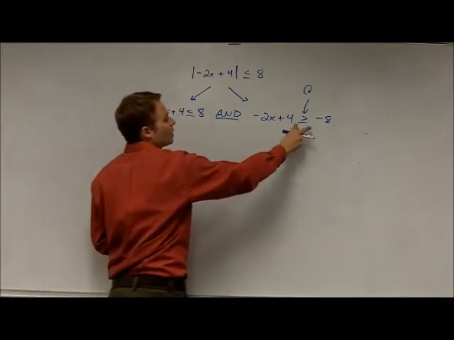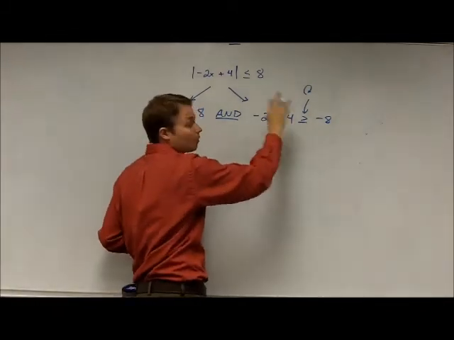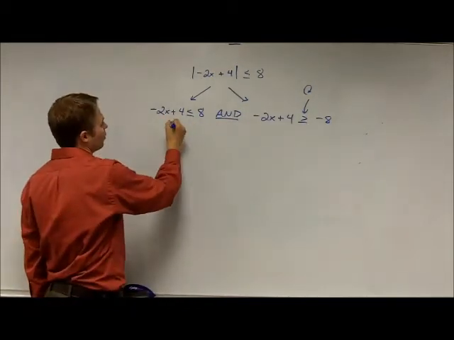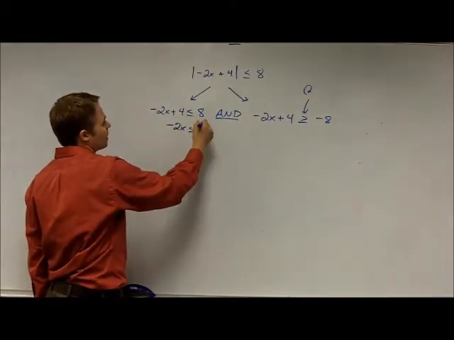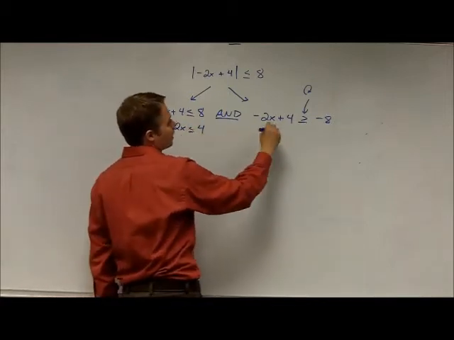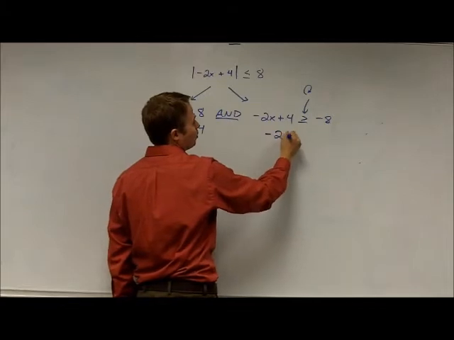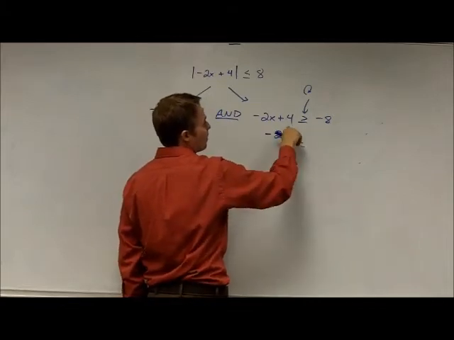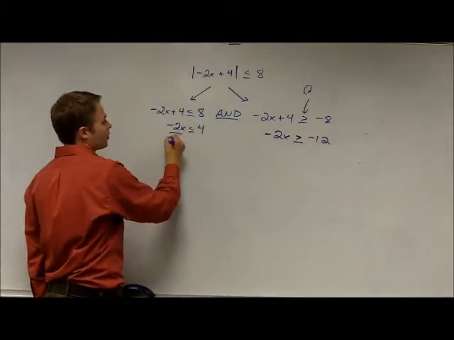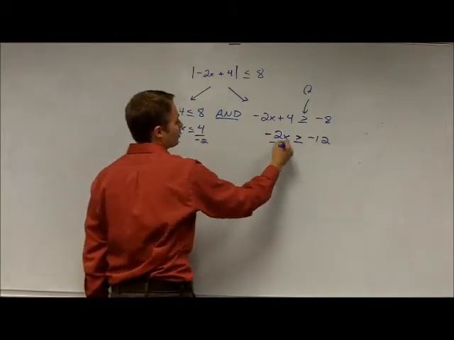So this is probably the hardest part to remember, just this little section here. From there, you just solve it like you normally solve an inequality. So we'll subtract 4 from both sides. 8 minus 4 is 4. And then we'll subtract 4 here. Negative 2x is greater than or equal to negative 8 minus 4, which is going to be negative 12. And now I'm going to go through and divide both sides by negative 2.